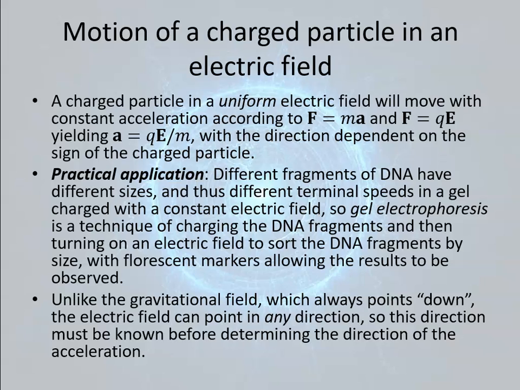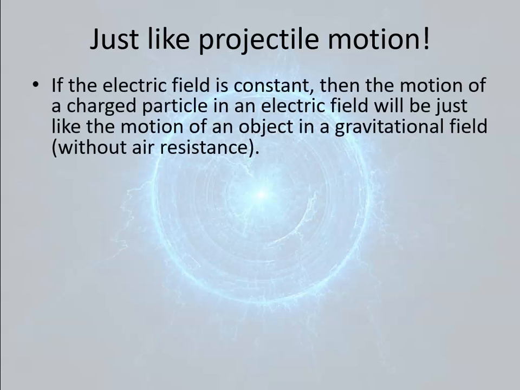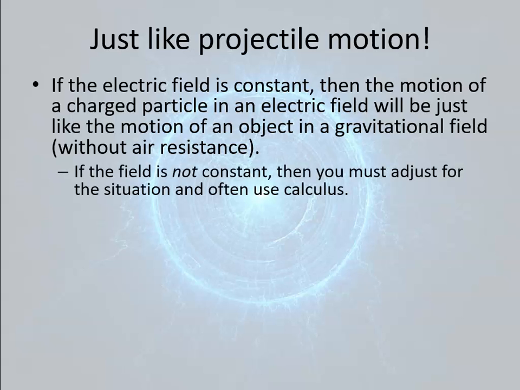Now, a difference is that unlike a gravitational field, which always points down, the electric field can point in any direction. So that direction needs to be determined before you can actually figure out the direction of the acceleration. But other than that, the motion of a charged particle in a uniform electric field, assuming that it doesn't experience any other forces like the friction of a gel, is just going to be like projectile motion. If you just have an electric field present in a vacuum, a charged particle will move just like a massive object would move in a gravitational field if the gravitational field is assumed to be constant.